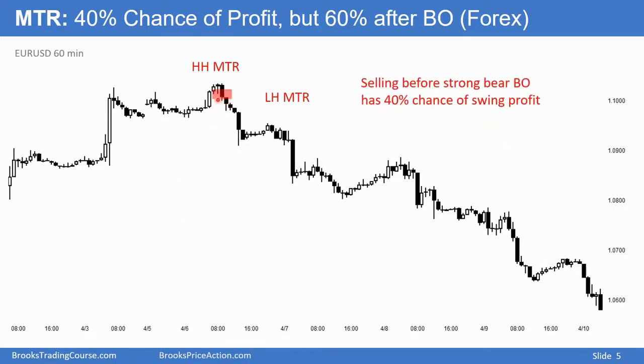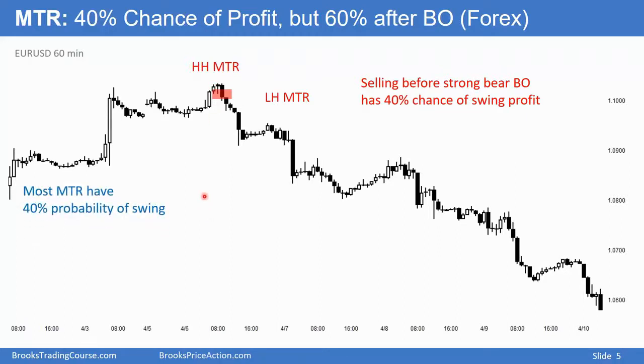Traders who take the early sell before there's a strong bear breakout have very little risk. They sell below the low of this bar. They get filled here. Their stop is here. Before the trend is clearly bearish, you might only have a 40% chance of a swing profit. 2 legs down, a reward at least twice as big as the risk. However, your risk is small. If you get a swing profit 40% of the time, it's a profitable strategy to take shorts like that.